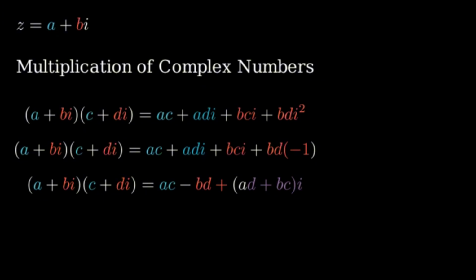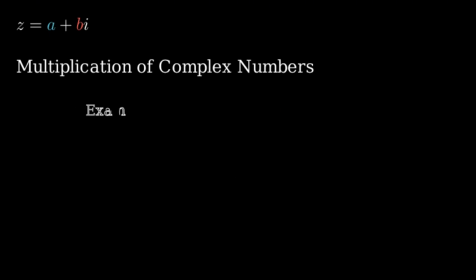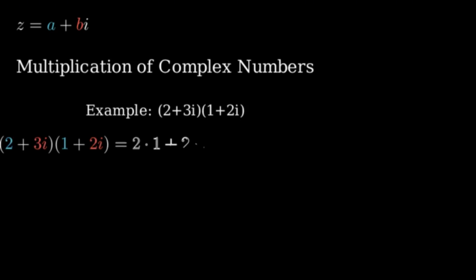After combining like terms, we get a more compact formula. The real part of the product is ac minus bd, and the imaginary part is ad plus bc. This formula lets us multiply any two complex numbers efficiently. Let's apply this to a concrete example, multiplying 2 plus 3i by 1 plus 2i. We'll work through this step by step.